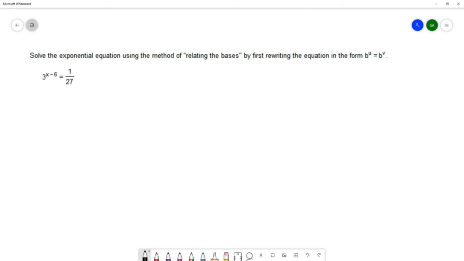So the method of relating the bases starts off with you writing your equation in this form, b to the u equals b to the v. This is very important for the method because the method requires that we have the base on each side of the equation being the same. And when the base on each side is the same, we can use a property of exponential functions, the one-to-one property. This is a property that we've discussed in previous chapters.